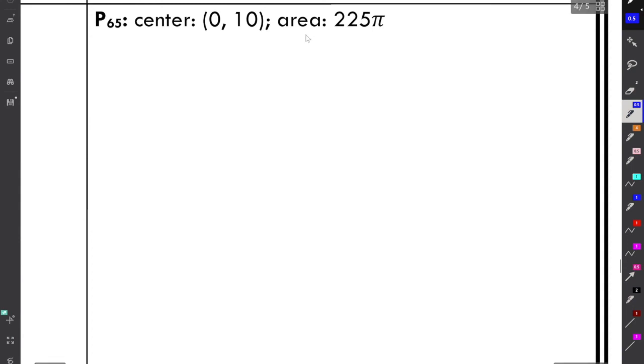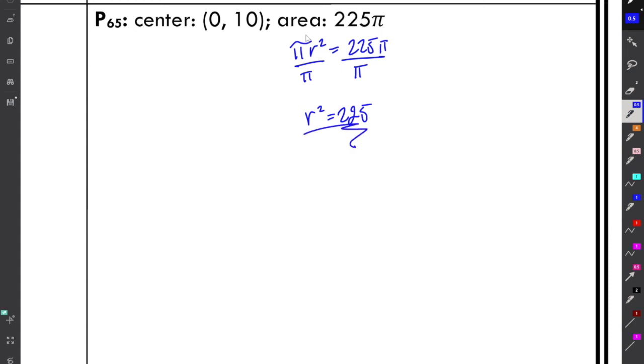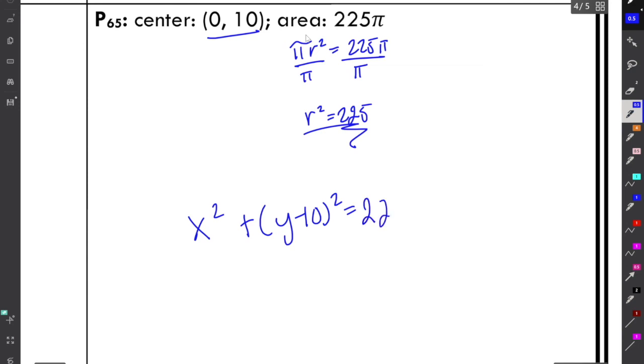Number 65. This time we're given the area. So remember, when we're given an area, it's pi r squared. That equals 225 pi. Divide both sides by pi. r squared is equal to 225. I'm going to leave it like that. I don't need to take the square root. I don't need to find r because what I'm looking for is r squared. Right? Because that's my equation. My circle equation equals r squared. So now r squared is 225. Center is 0, 10. That's all we need. x squared plus y minus 10 squared equals 225.